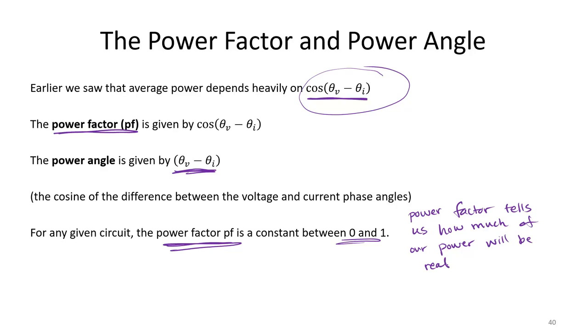And more importantly, how much of our power will be actually usable to us. We'll see in our later videos that in order to get as much power as we can from our circuits, we want our power factor to be as close to 1 as possible in order to get the maximum amount of real power in our system.